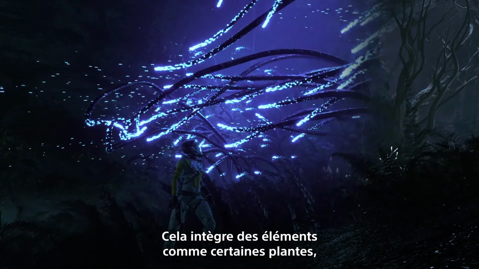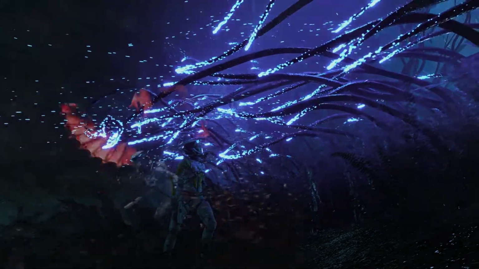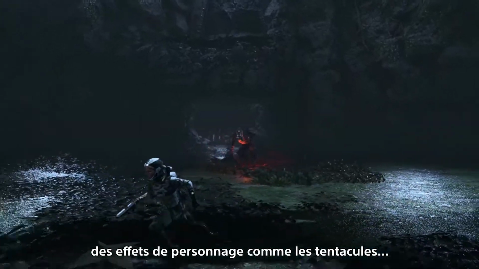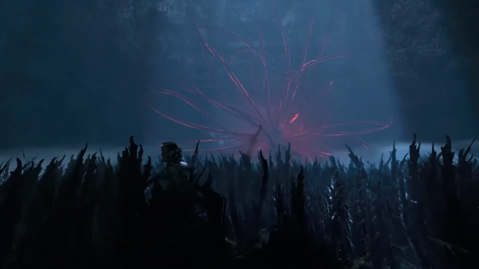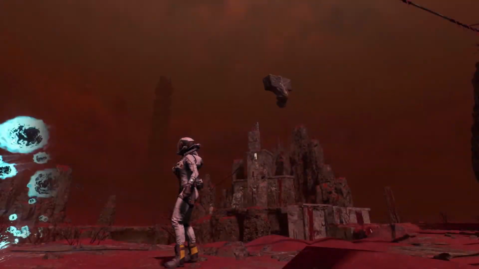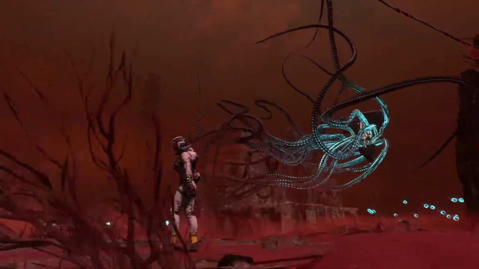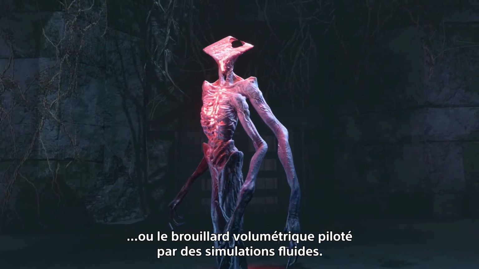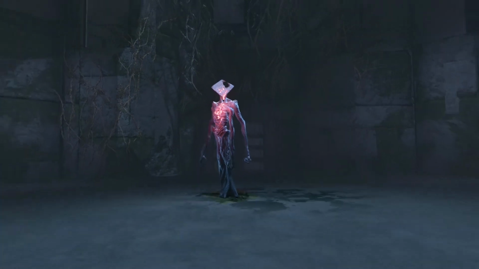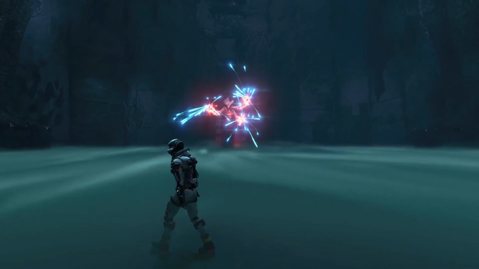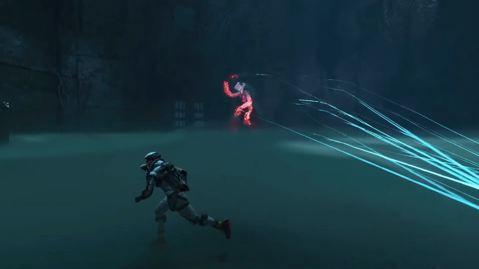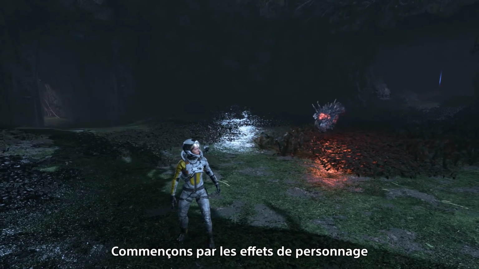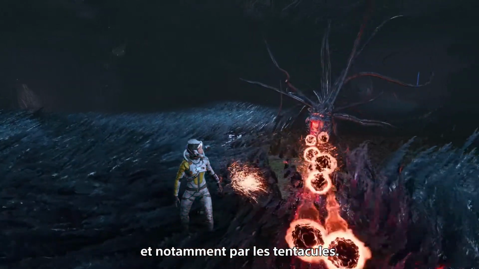This includes things such as some of the vegetation, character effects, like tentacles, and volumetric fog driven by fluid simulations. Let's start off with character effects and tentacles in particular.